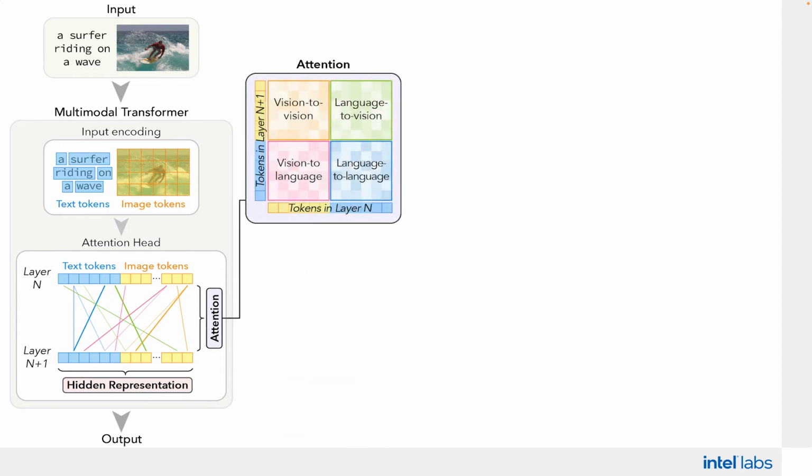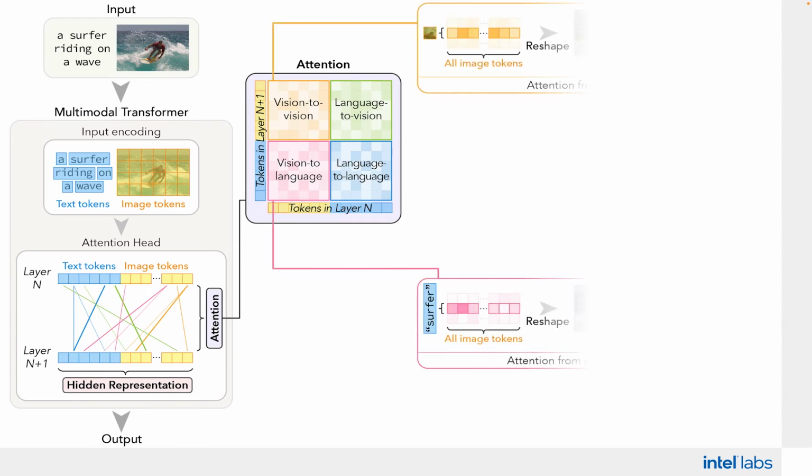Next, as the transformer processes both vision and language modalities, there are four components of attention, namely vision to vision, vision to language, language to language, and language to vision attention. Our tool provides a novel interactive way to visualize these four components.